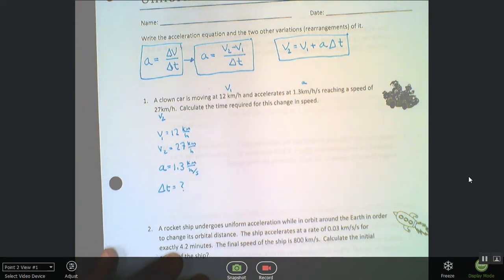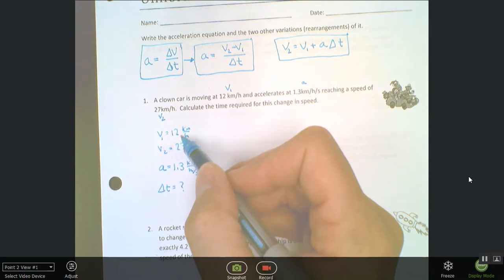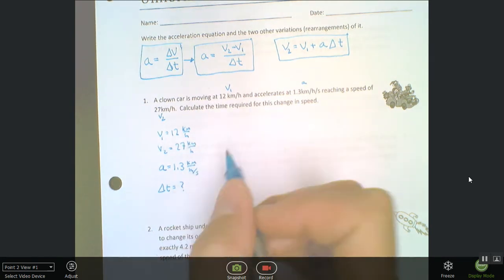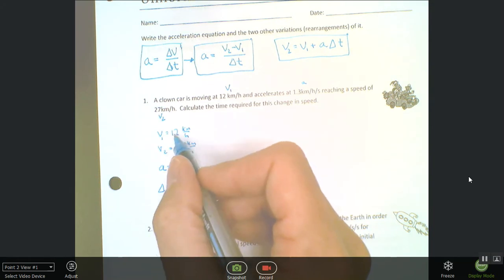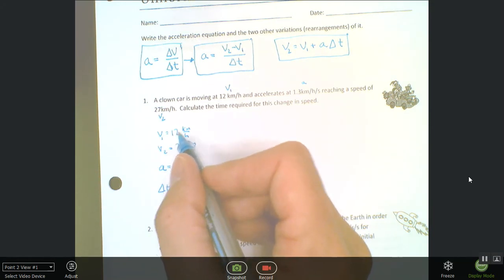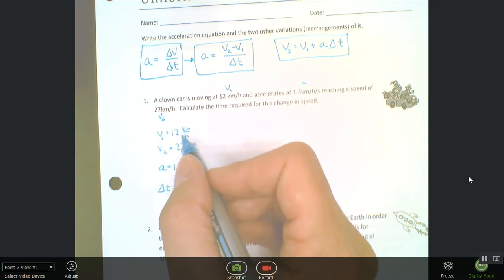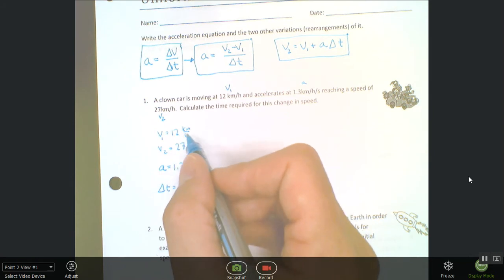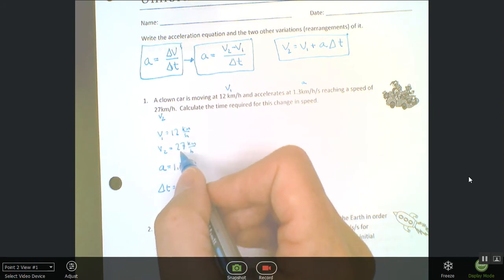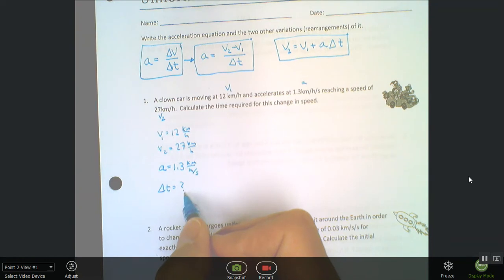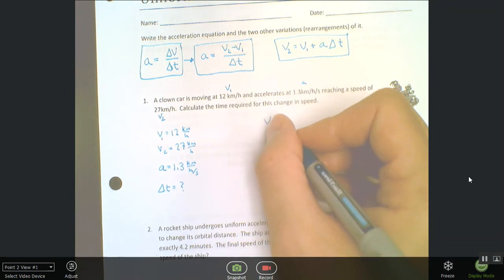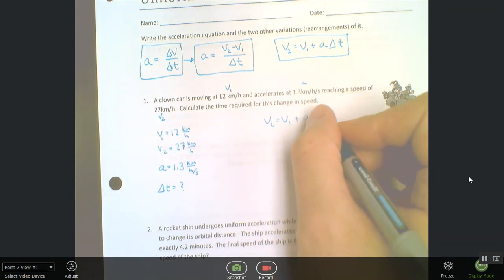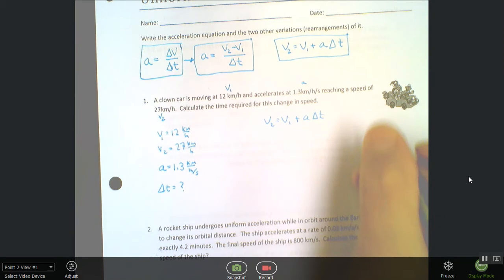You could start counting by 1 second intervals, because this is per second, and you could say, well, if it's going up by 1.3 every second, you go 12, so 13.3, 14.6, 15.9, and go all the way till you get to 27, and just count how many times you did that, and that will give you a rough estimate of the time. Or you can use this equation, which is just a rearrangement of the acceleration equation, and isolate for time.